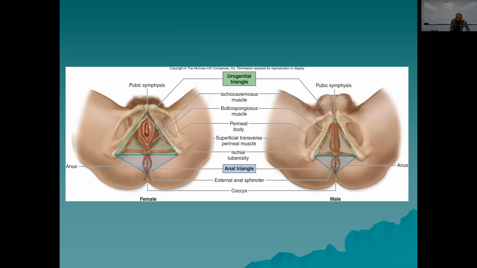Also, some of these muscles, the ischiocavernosus muscle, bulbospongiosus muscle, perineal body, perineal muscle, they're all homologous. In males, they help with ejaculation. In females, they help with what's called the orgasmic platform, how the vagina can grasp the penis during coitus. Okay.